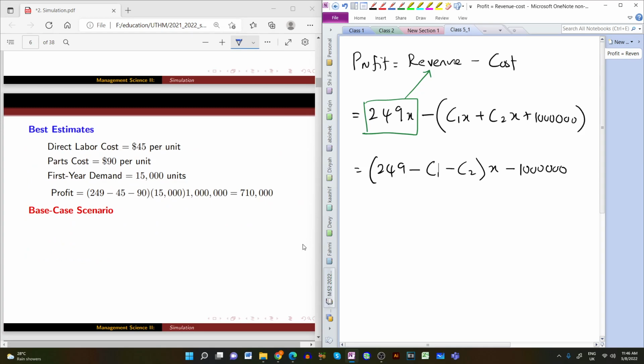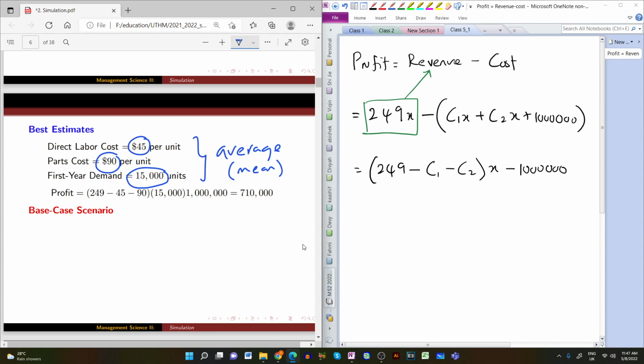Whenever you have a single value, whenever they give you a single input, they say labor cost is 45 only, make part cost is 90, and the demand is 15,000. Whenever they have a single value, or whenever these are averages, average or mean, I hope you guys know how to compute the mean and average.